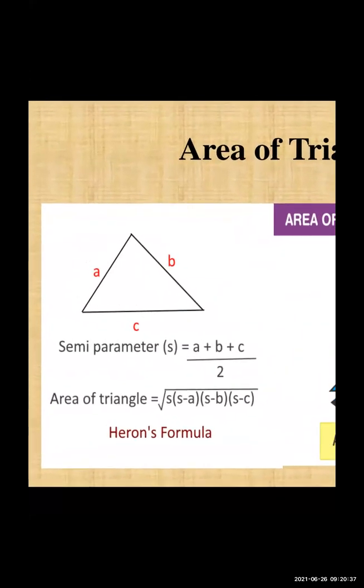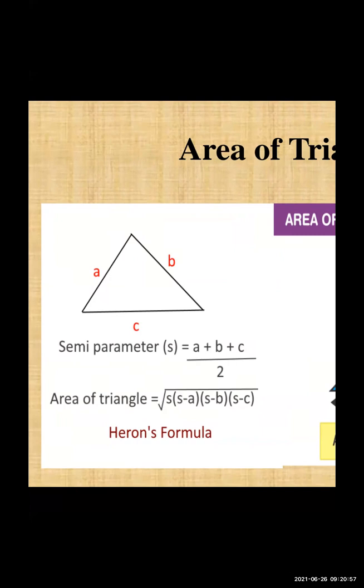It is under square root of s into s minus a into s minus b into s minus c. And what is the s? S is the semi-perimeter. So s is equal to a plus b plus c divided by 2. This is Heron's formula.